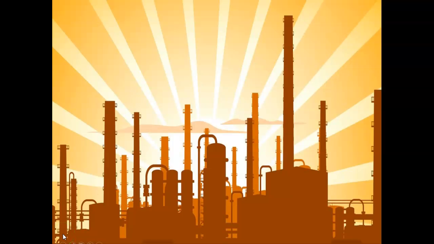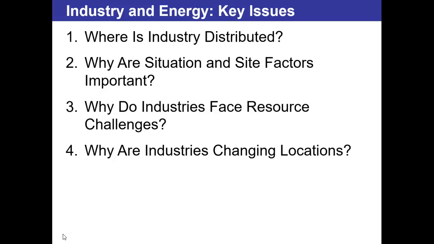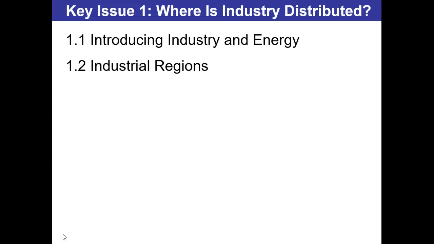Today's lesson will cover Chapter 11 on industry. Industry is divided by 4 different subcategories or key issues. Where is industry distributed? Why are situation and site factors important? Why do industries face resource challenges? And why are industries changing locations? Let us begin with key issue 1.